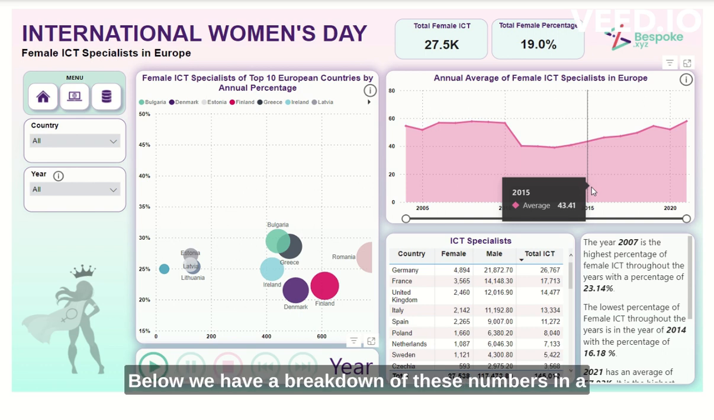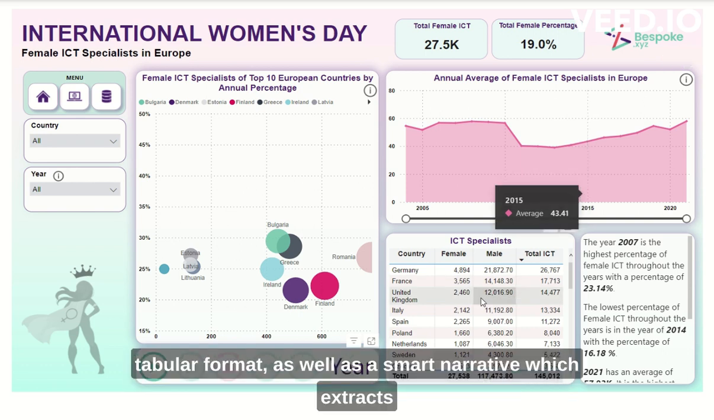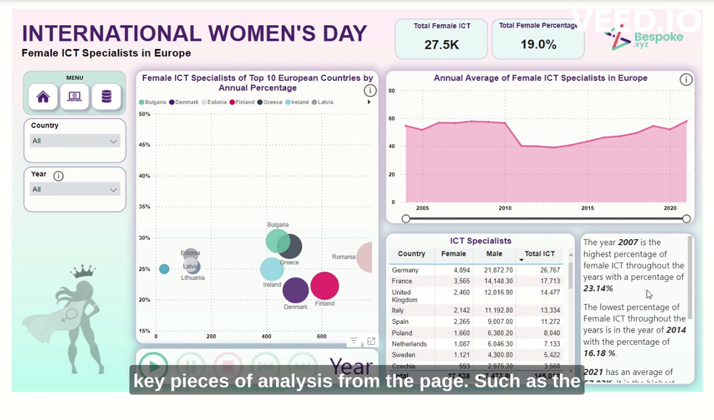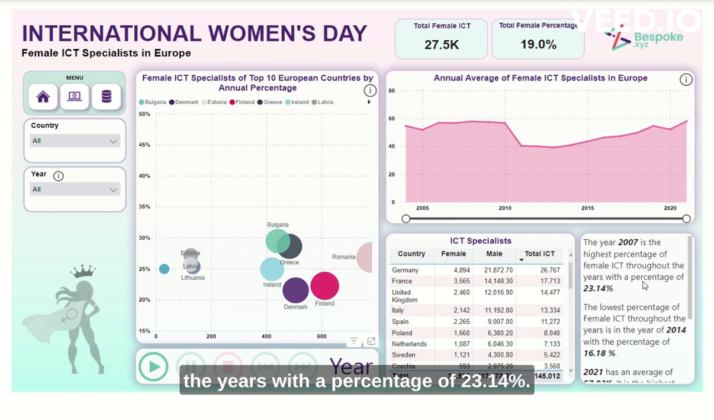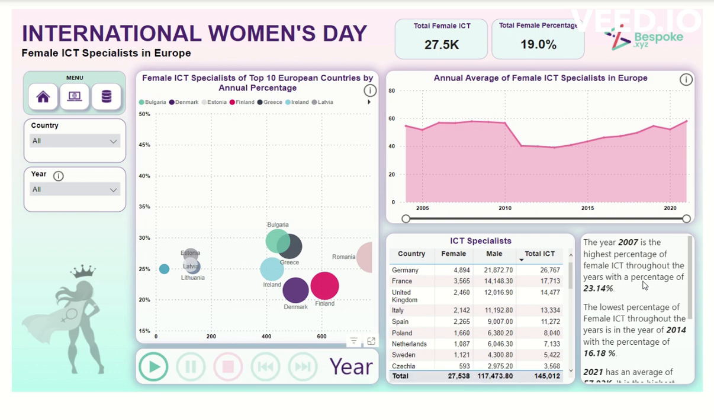Then below we have a breakdown of these numbers in a tabular format, as well as a smart narrative which extracts key pieces of analysis from the page, such as the year 2007 is the highest percentage of female ICT throughout the years with a percentage of 23.14%.